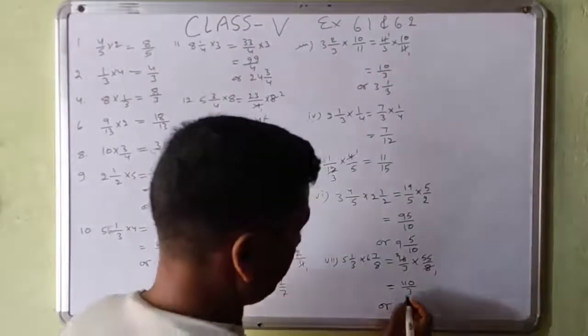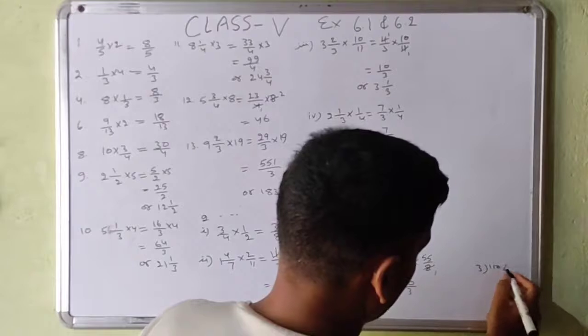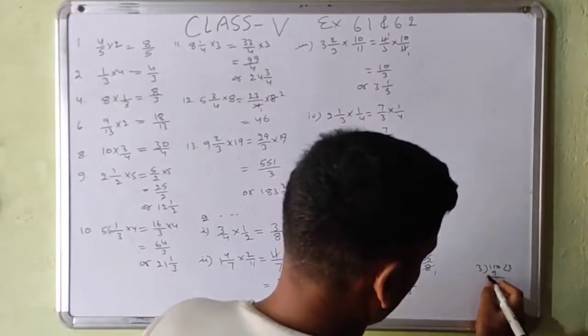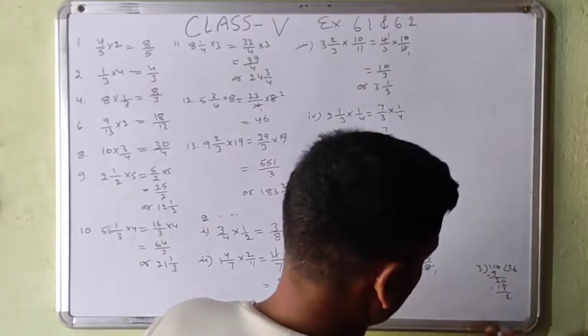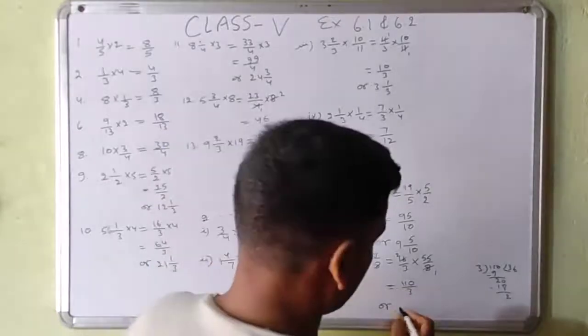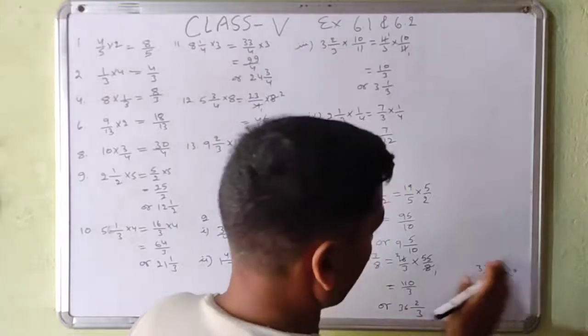fraction, you can divide here if you are not able to do it. So 3 3s are 9, and then 2 is left, 3 6s are 18, and then 2 is again left. So that is 36 whole 2 upon 3.